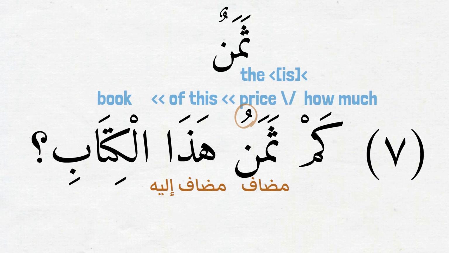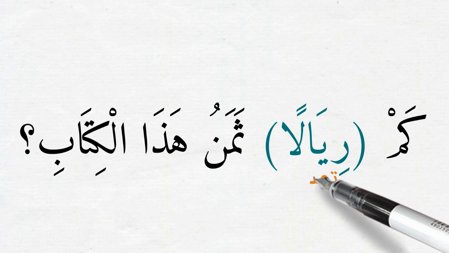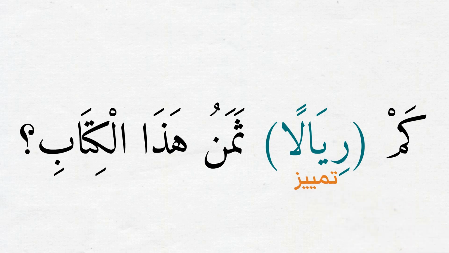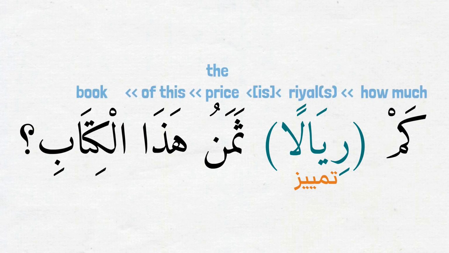Can you find tamiz in this question? You might have thought ثمن is the tamiz, but remember tamiz is the mansub ism. But ثمن is marfu' as it is ending with dhamma. The question was a little tricky because the tamiz is hidden in this question and it is implied to be riyalan or any other word denoting the monetary unit. So the complete question is كم ريالا ثمن هذا الكتاب?